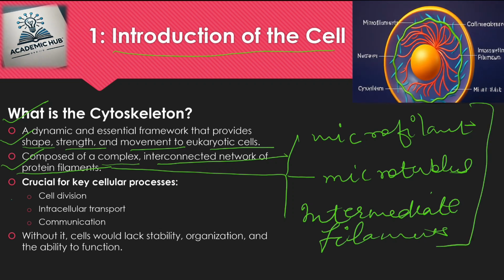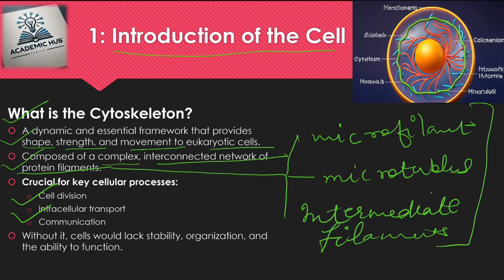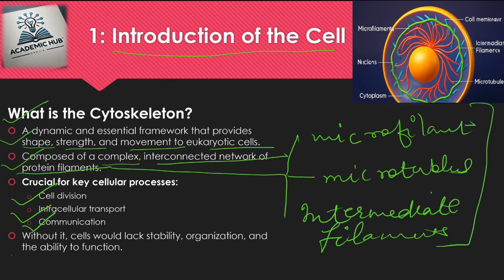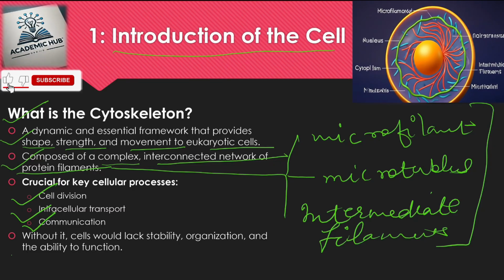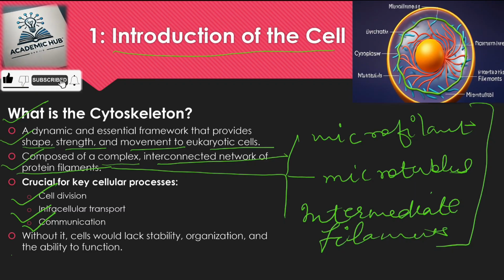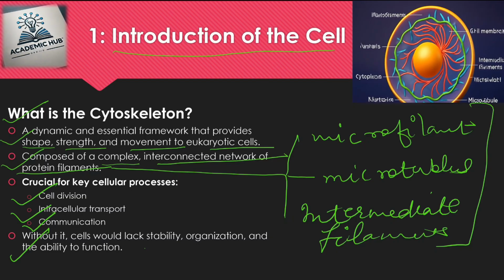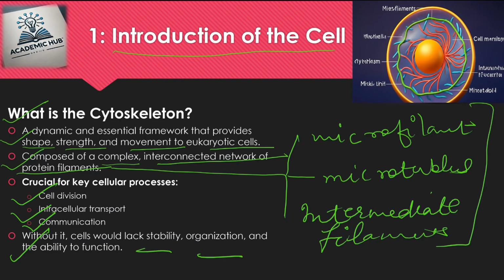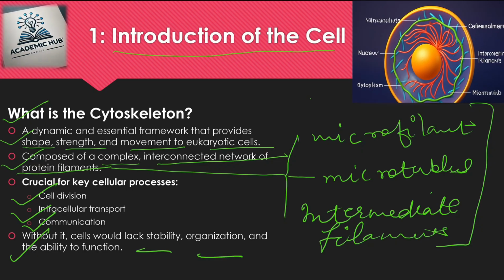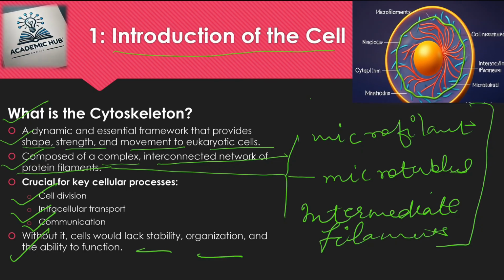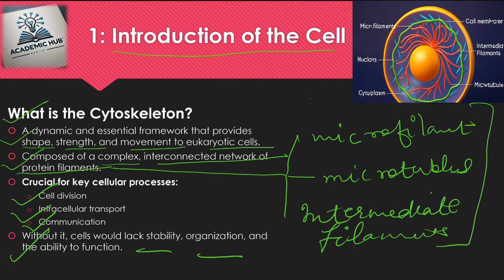Now, it is crucial for key cellular processes: cell division, intracellular transport and communication, ensuring that the cell can adapt to its environment and carry out life-sustaining processes. Without the cytoskeleton, cells would lack stability and organization, making it impossible for them to maintain their structure or transport material efficiently. So this is the brief intro of the cytoskeleton.